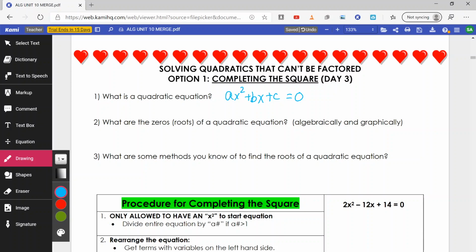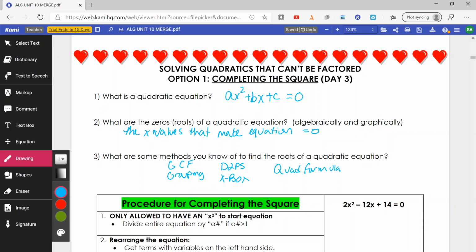The roots or zeros or solutions, whatever you want to call them, those are the x values that make the equation equal 0. And again, how do we find them? Well, we have greatest common factor, grouping, difference of two perfect squares, the Xbox, and now we have the quadratic formula.